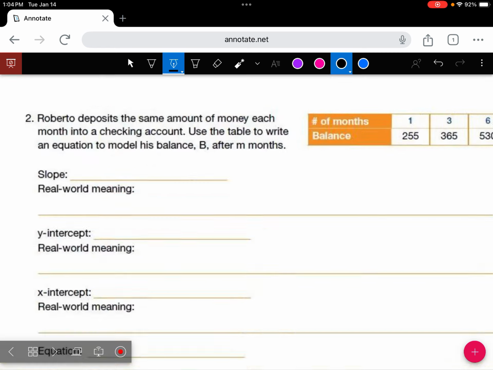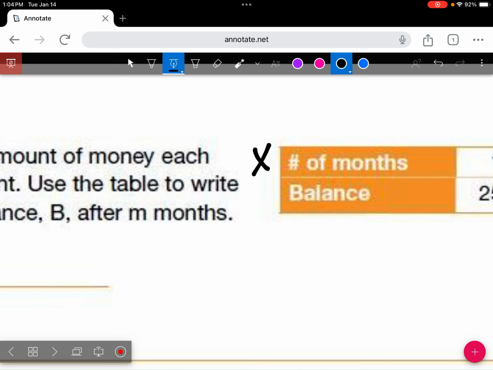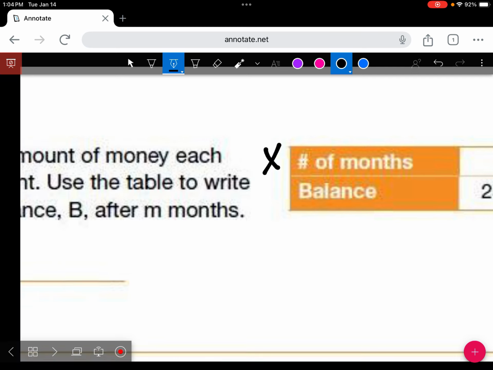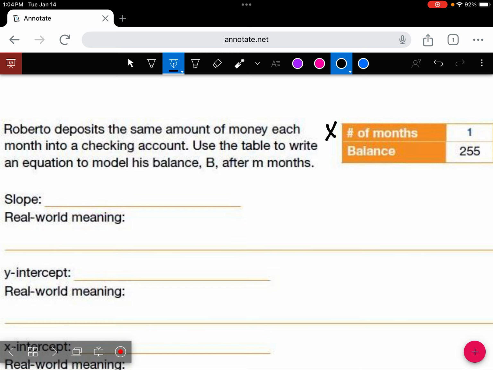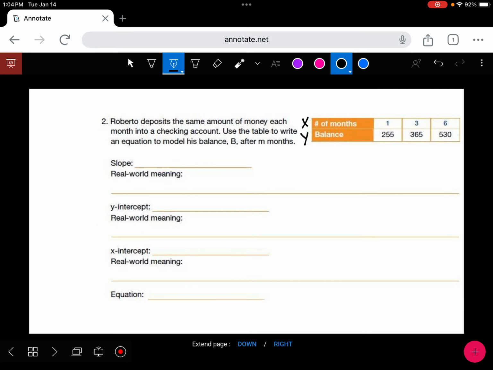X is going to be the number of months. Whenever we have a unit of time, that's going to be x. Because time controls my balance; it doesn't go back in time. If I spend a whole bunch of money and my balance goes down, it does not magically make me go back in time. So if x is the number of months, that means y is the balance in the account. Awesome sauce.